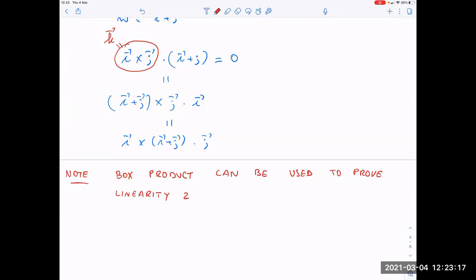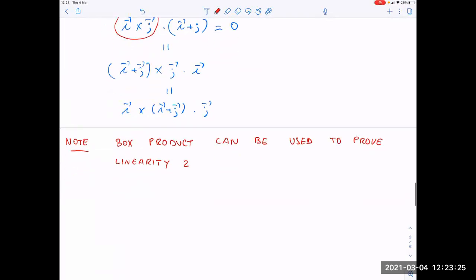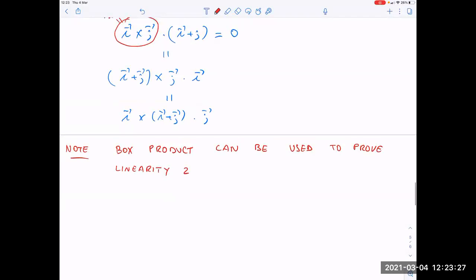So it can be used to prove linearity too. And I just give you a suggestion. There are two proofs of this in the notes. Linearity too basically is to prove that if you have the sum times the third, u cross v dot z, this is equal to u cross z dot z plus v dot z.